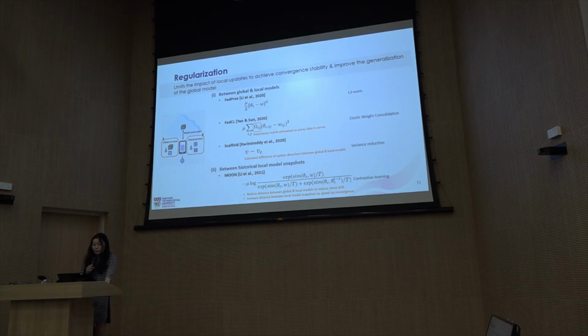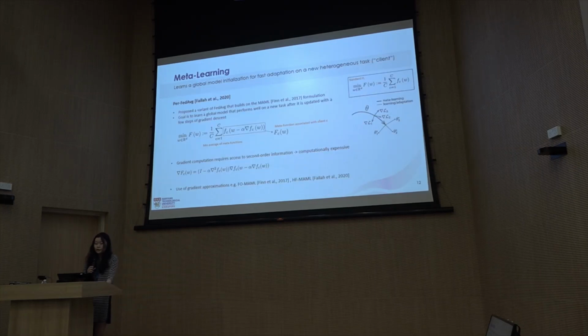We have regularization approaches that aim to improve the generalization of the global model. This is done by introducing a regularization term to the local loss. So we can perform regularization between the global and local models to reduce the effect of client drift. And it can also be done across the different historical local model snapshots. So by increasing the distance between the representations across the snapshots over time, it can help to speed up the model convergence.